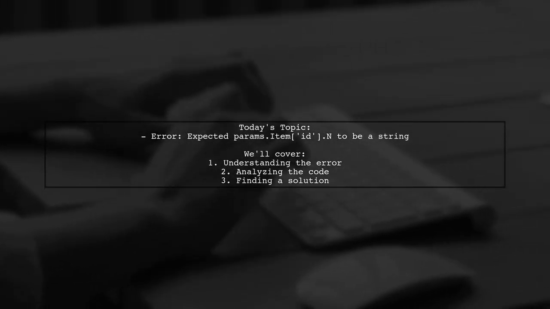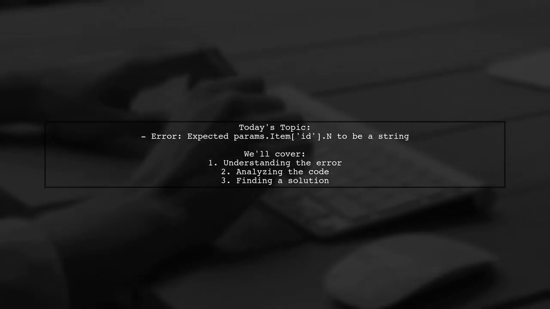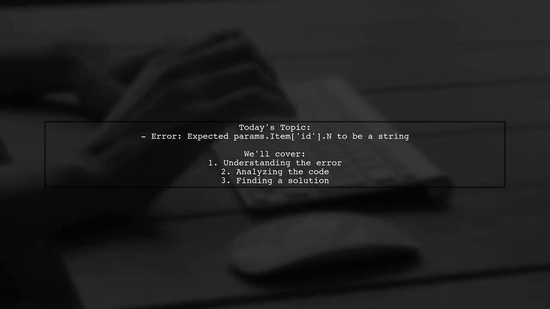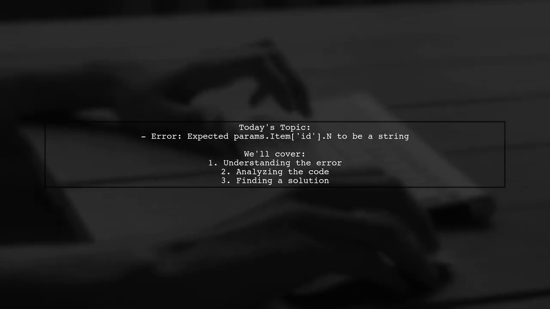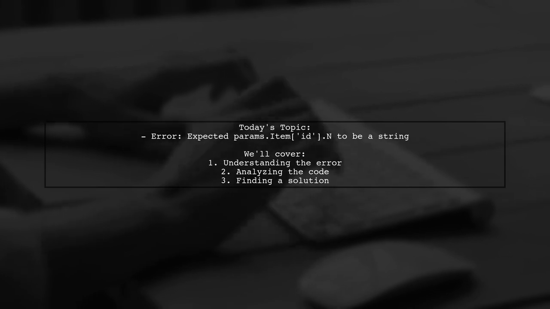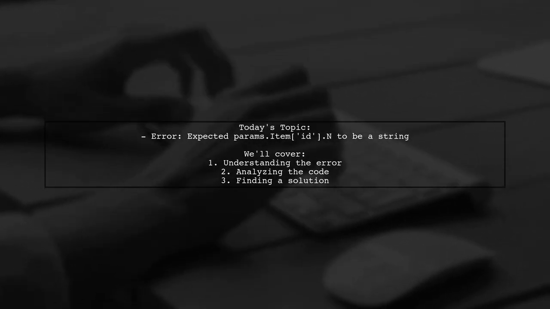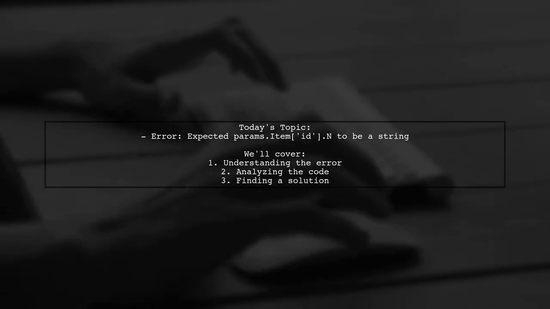Today, we're tackling a frustrating issue that many developers encounter when working with AWS DynamoDB. Our viewer is facing an error that reads, "expected params.item.n to be a string." Let's dive into the details and see how we can resolve this.